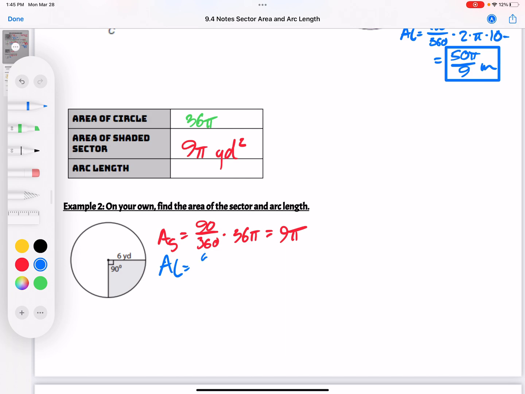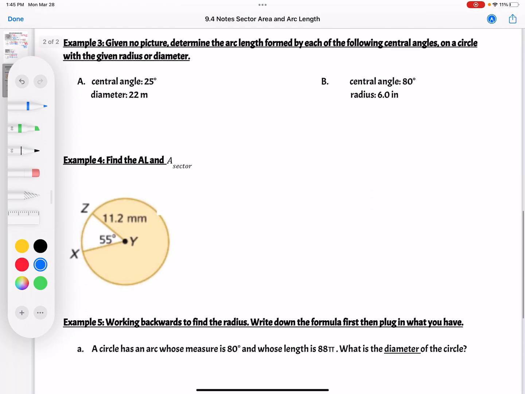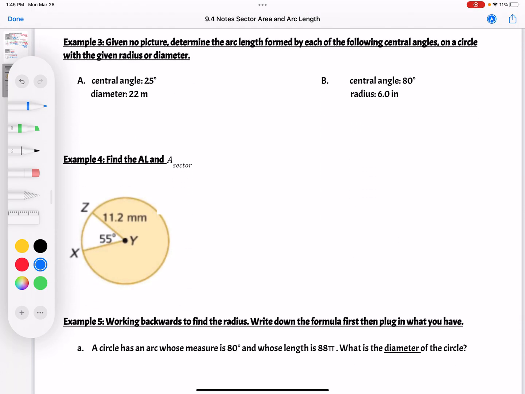And our arc length is just 90 over 360 times 2 times pi times 6, which is 12. 1/4 of 12 is 3 pi. So this is 3 pi yards. There we go, first page down. Let's look at the second page. All right, what if we're given no picture? Well, the first thing you should do is draw a dadgum picture. So here we go. We got ourselves a circle.